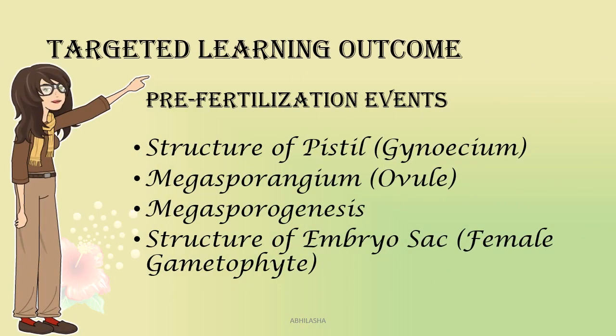So today we'll try to understand the structure of pistil, that is gynoecium, megasporangium or ovule, megasporogenesis or the formation of megaspores, and the structure of embryo sac or the female gametophyte. Also, I want you to remember the botanical terms for pistil, ovule and embryo sac. It will take some time to get used to these, but once you do, you'll find it easy to understand the sequence of events. So every time you revise this, remember pistil has to be megasporophyll, ovule megasporangium and embryo sac is the female gametophyte.